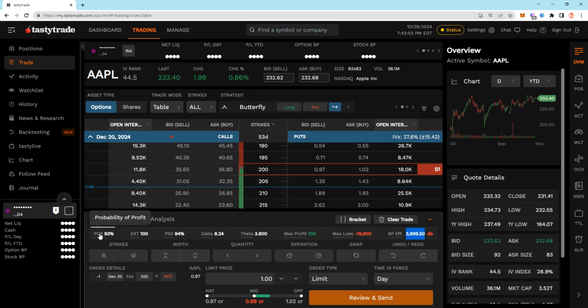Probability of profit, POP. Okay, it even says this probability of profit, 93% chance to win. Probability of reaching 50% of max profit. So to make at least 50% of the profit, you have 96% chance to win. Theta decay 3.8 means that every day that goes by, this option will decay by almost $4. Slowly but surely, you will collect your premium.